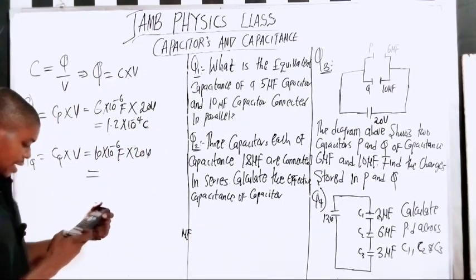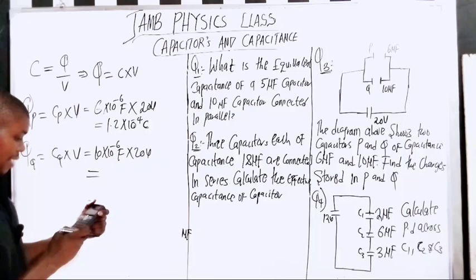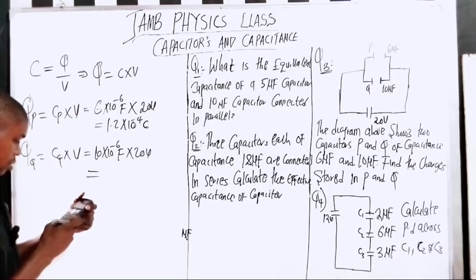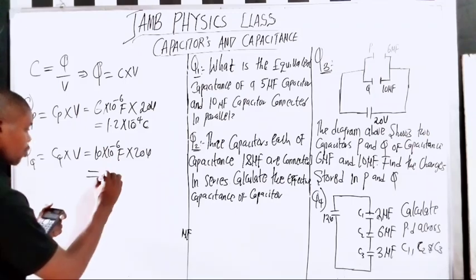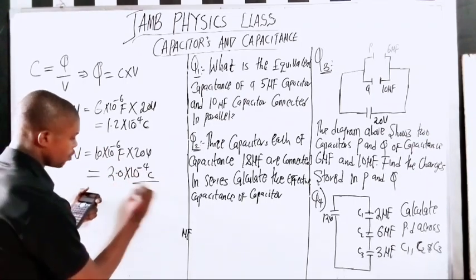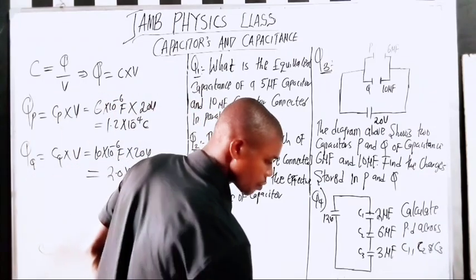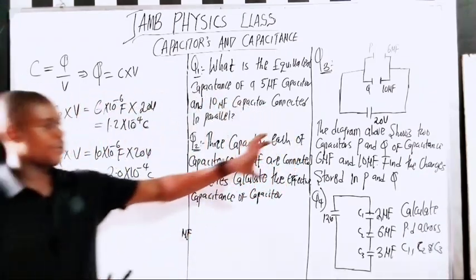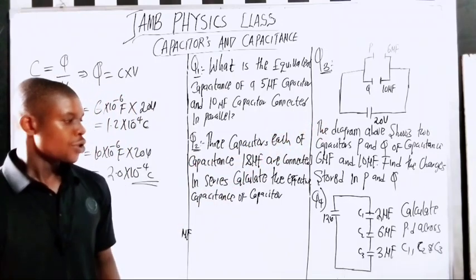So you do that one here. We have 10 exponential minus 6 times 20, which gives 2.0 exponential minus 4 coulomb. Do you see that? So this is the answer to this other one here. So you have to take note of this.